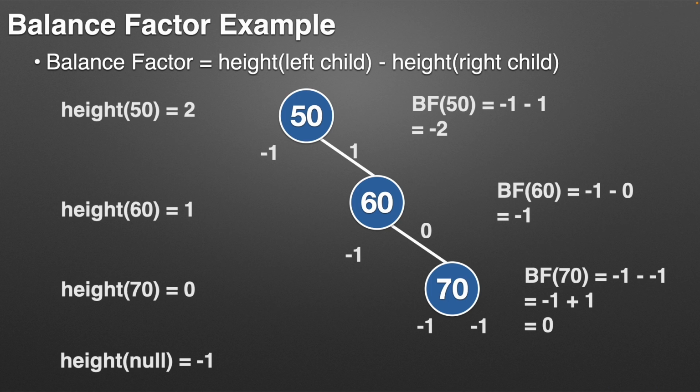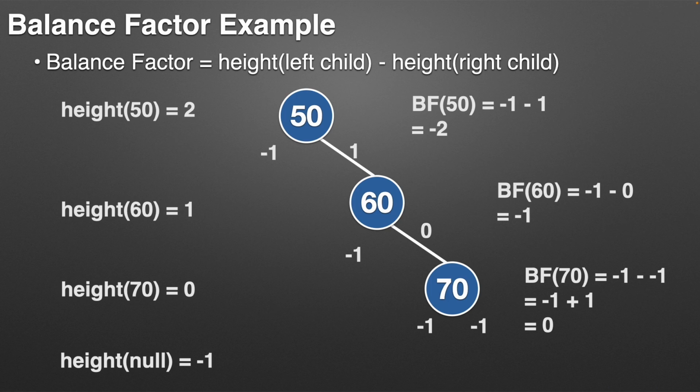In a similar way, 60, you can go to 70, that's just 1. 70's height is 0, and then the children of 70 are -1 in the way we're doing this, because they just don't exist, they're null.